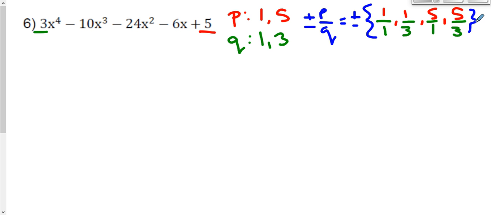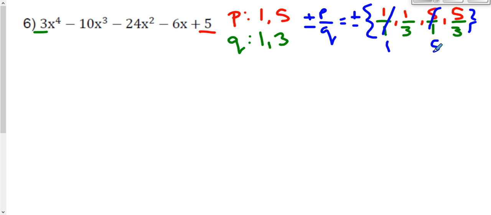There's not much to really simplify. This 1 over 1 can be simplified just to the number 1. This 5 over 1 can be simplified to the number 5. But other than that, these are pretty much done, which means I now have 8 possible rational solutions. Positive and -1, positive and -1/3, positive and -5, and positive and -5/3.